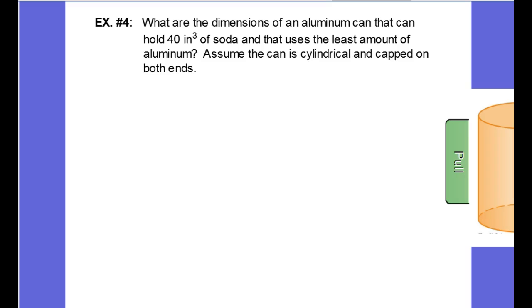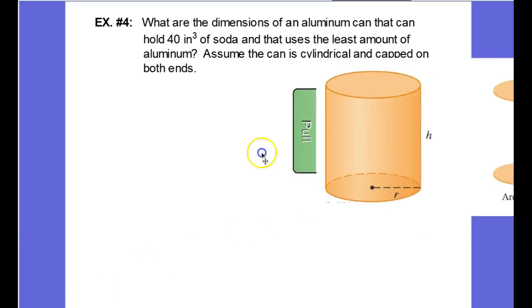Let's take a look at another application of this. In this case, we have an aluminum can. So what are the dimensions of an aluminum can that can hold 40 cubic inches of soda and that uses the smallest amount of aluminum? So we're going to minimize our surface area for a fixed volume. Assume the can is cylindrical and capped on both ends. So here's what we're talking about.